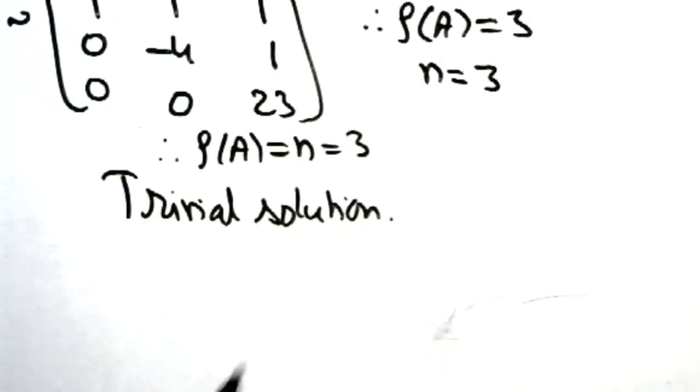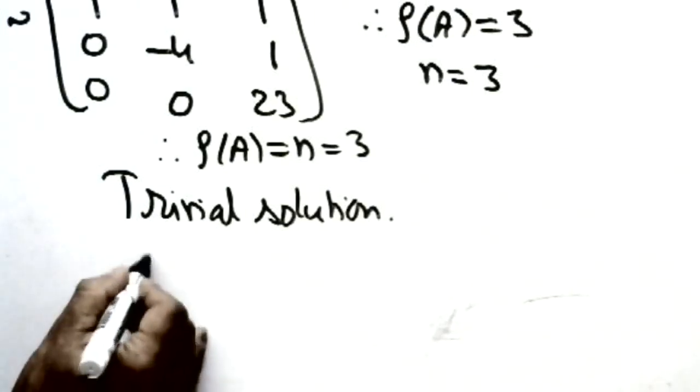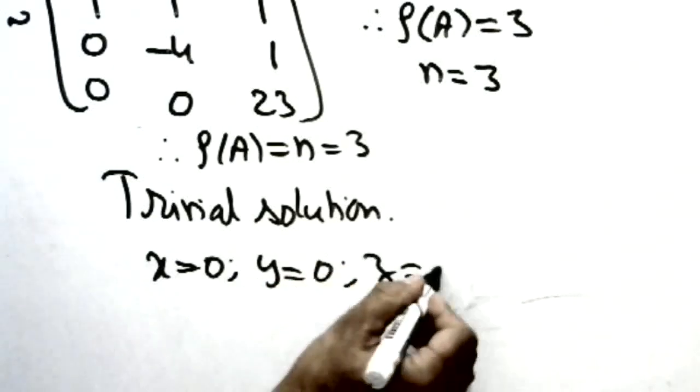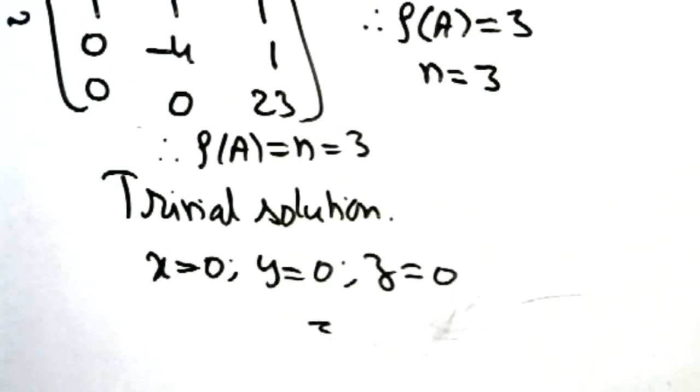Trivial solution. What does it mean? It means that all the values of x, y and z will be 0. x equals 0, y equals 0, z equals 0.